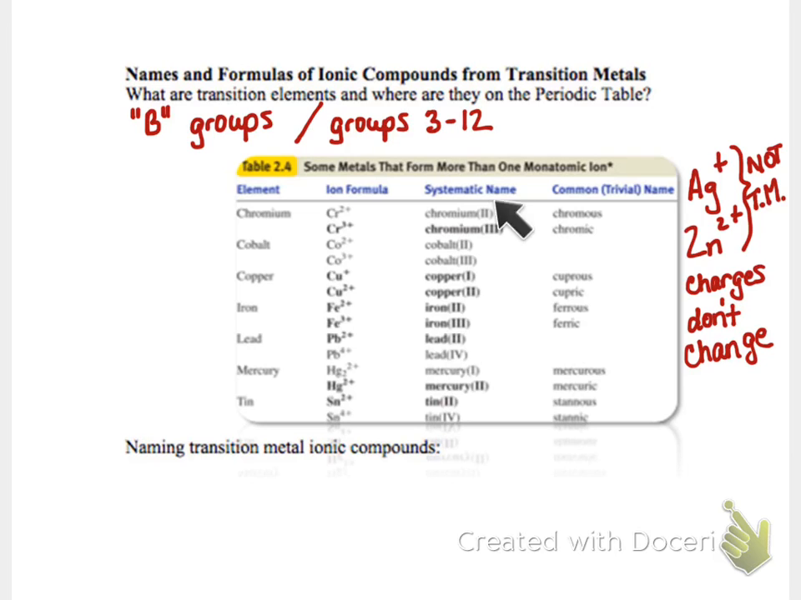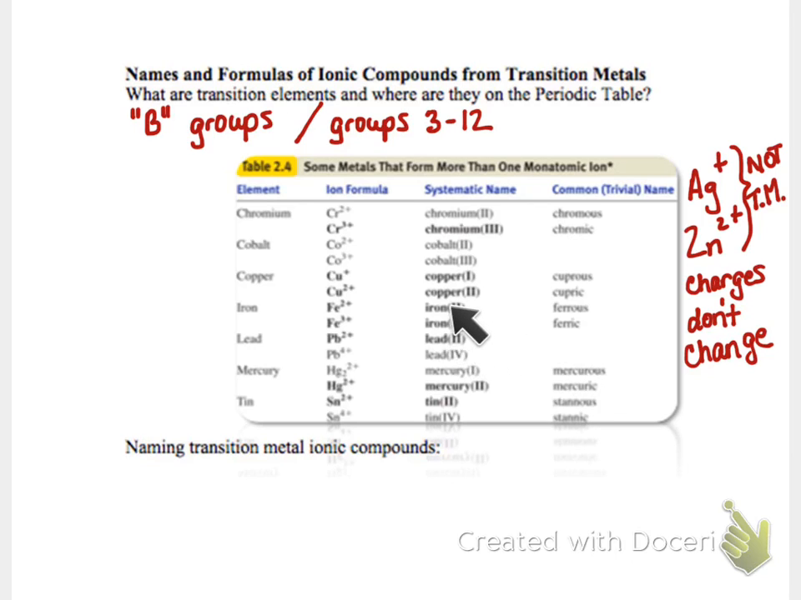These are just a sampling of some of the transition metals and some of the charges that they can make. It's not complete, and we aren't even going to use all of these. There's a really old-fashioned way of naming transition metals, like cuprous and cupric for the copper ions, ferrous and ferric for the iron. We are not going to use these methods, but just in case you see them, you should know where they come from.